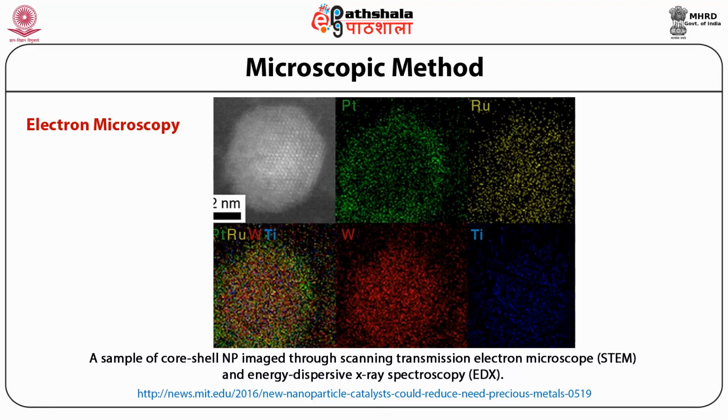So the electron microscope and this technique can clearly recognize the different types of metals. When all these metals were mixed in one nanoparticle, they could be seen clearly: the tungsten and the titanium were concentrated in the center of the nanoparticle, whereas the platinum and ruthenium were towards the periphery of the nanoparticle.